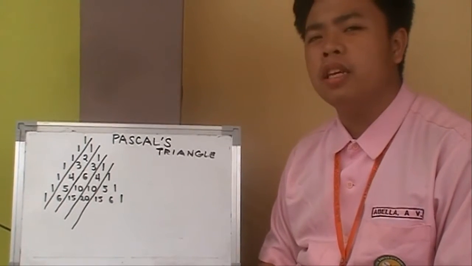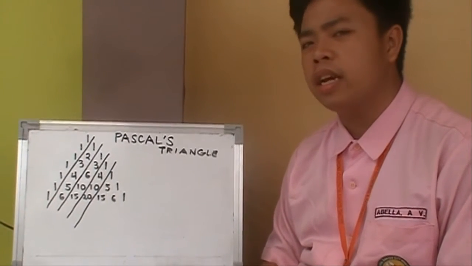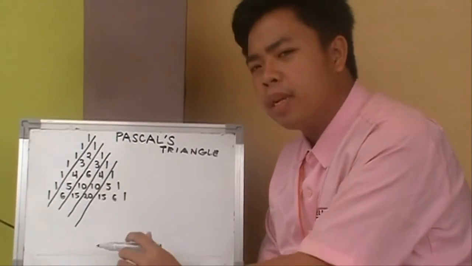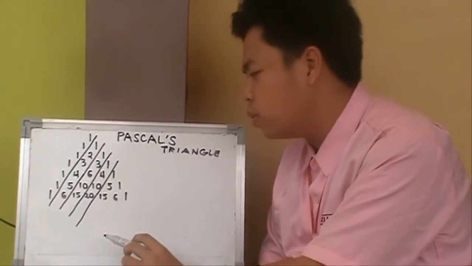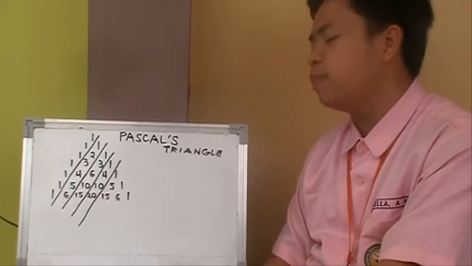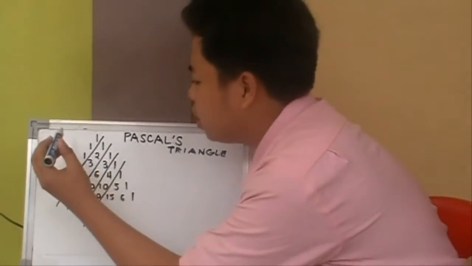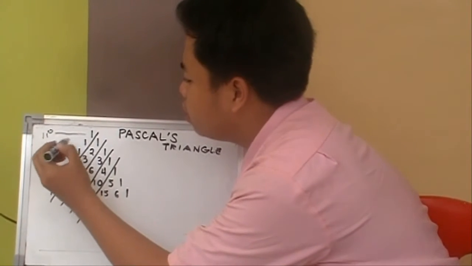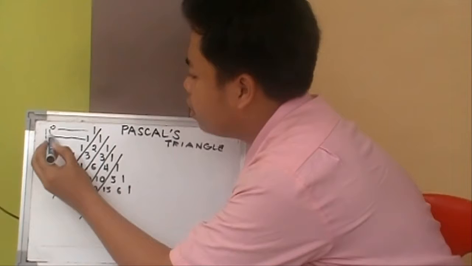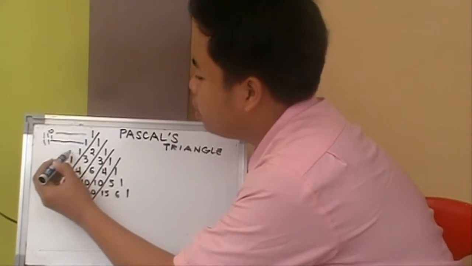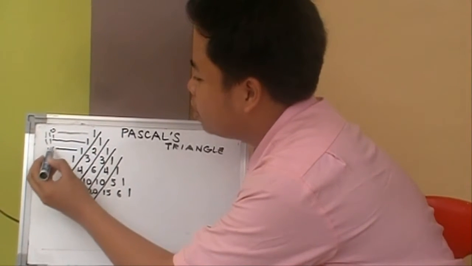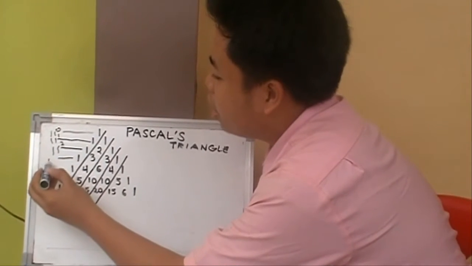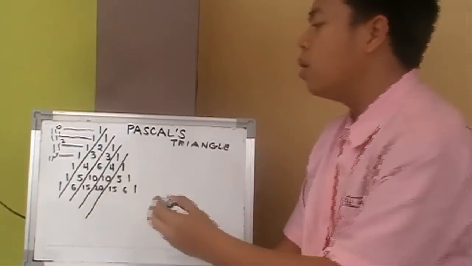The next identity of the Pascal's triangle is the exponents of 11. Each row of the Pascal's triangle corresponds to each power of 11. You can see here 1, which is 11 raised to 0, 11, which is 11 raised to 1, 121, which is 11 squared, 1331, which is 11 cubed, and so on.